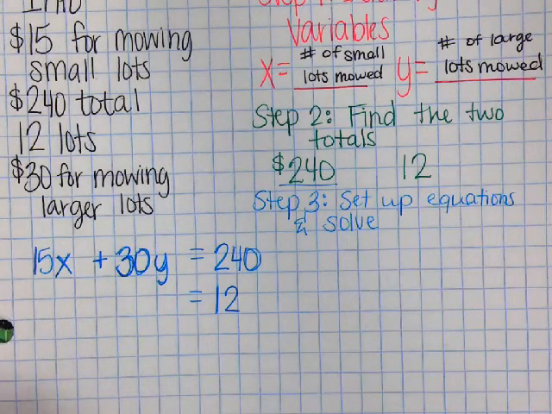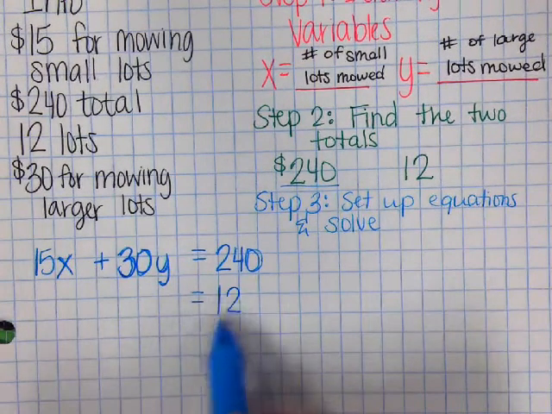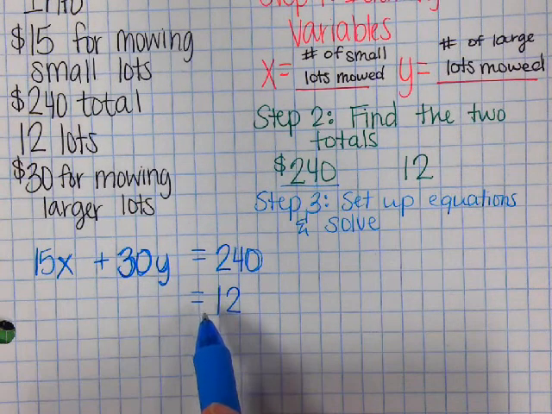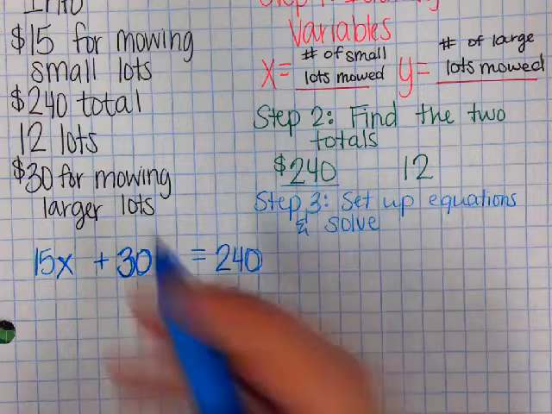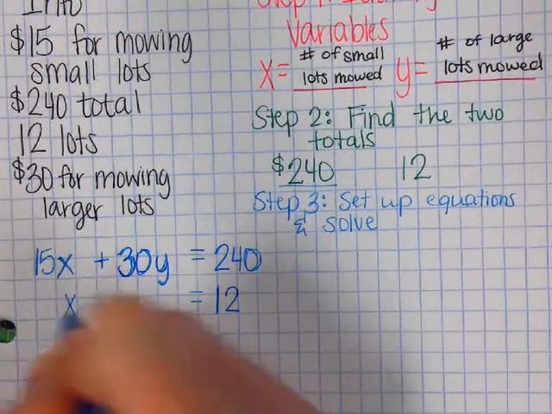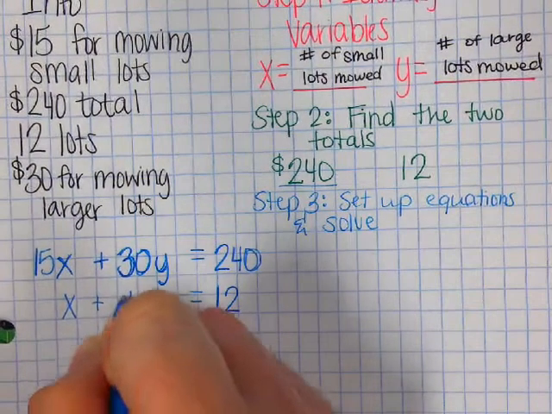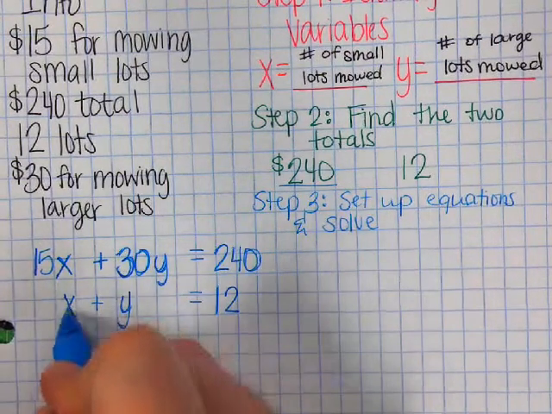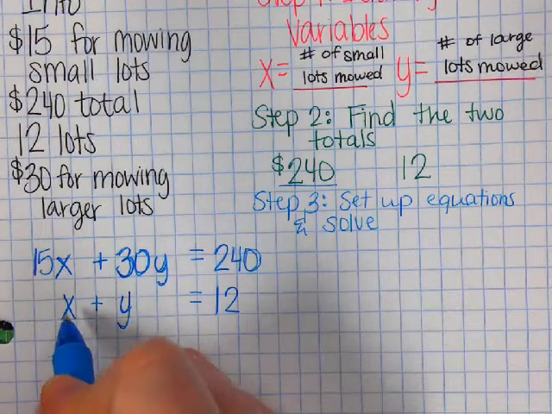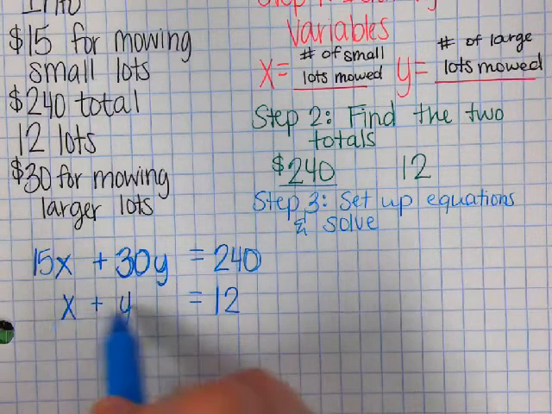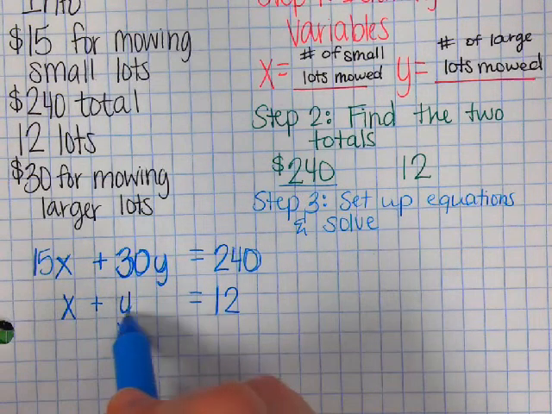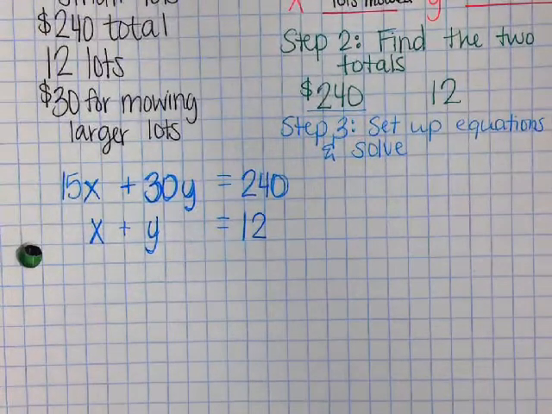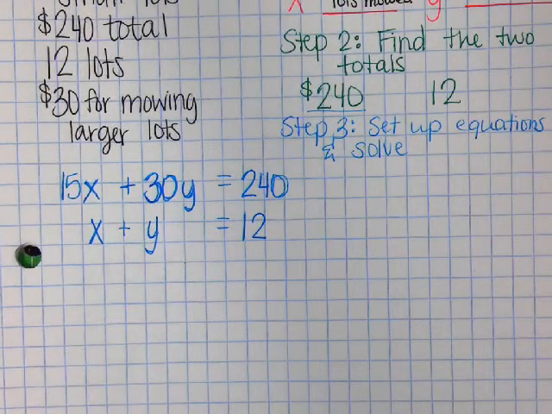Now the next equation is talking about the total number of lots mowed. That's kind of like talking about the total number of students in a class. It's just the number of small plus the number of large has to equal a total of 12 lots. So it could be 6 and 6, it could be 10 and 2. We don't really know. We just know that however many small plus however many large has to equal 12. Okay, now we're going to solve this.